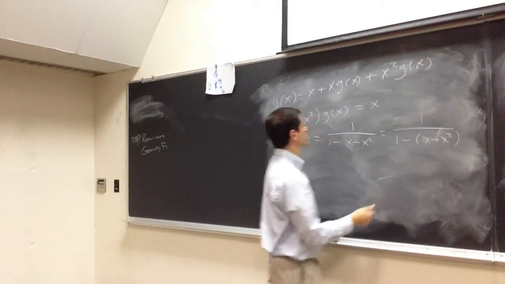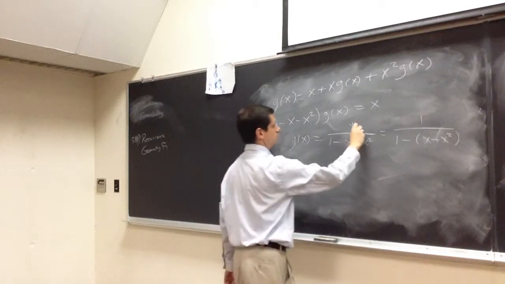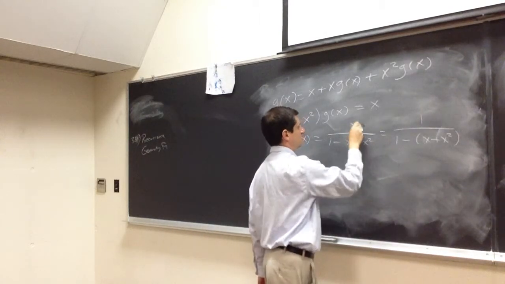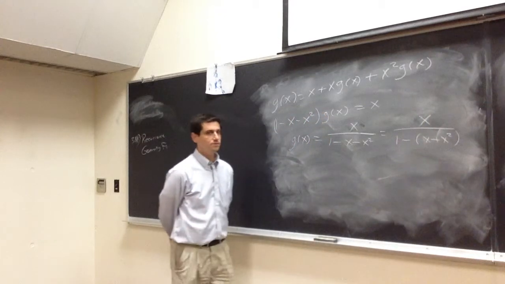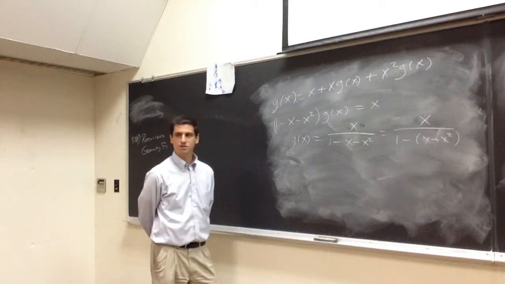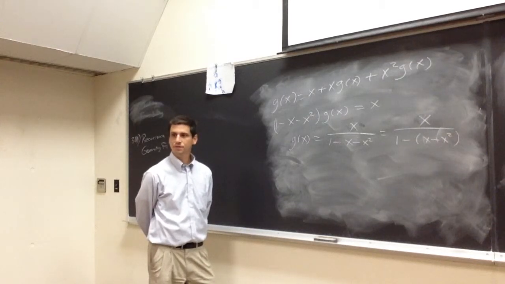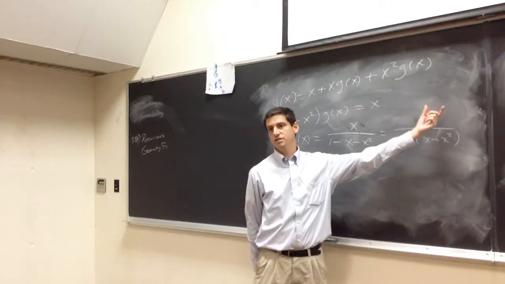Did I make a mistake? You had 1 over something. Oh, sorry, this should be an x. I'll write it better. Thank you. Looks like a geometric series for some values of x. So it's a geometric series. What's my radius? X squared plus x less than 1. So I could expand this out with a geometric series.